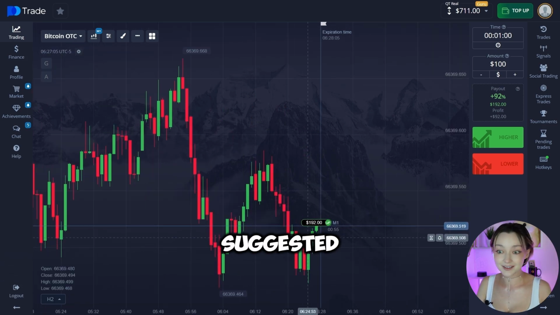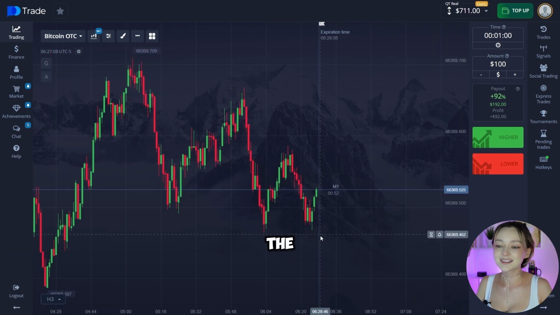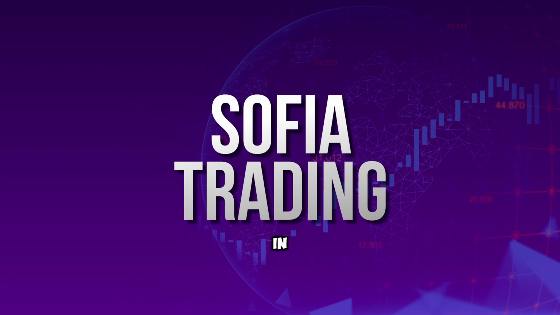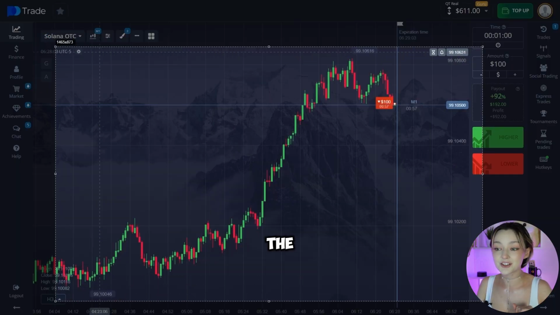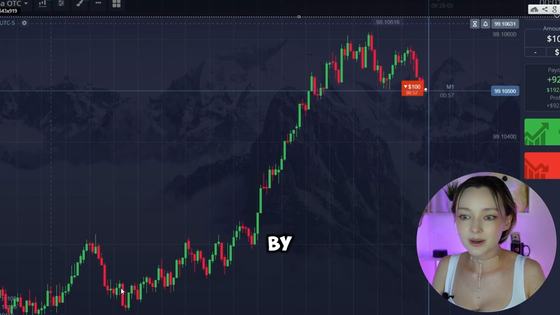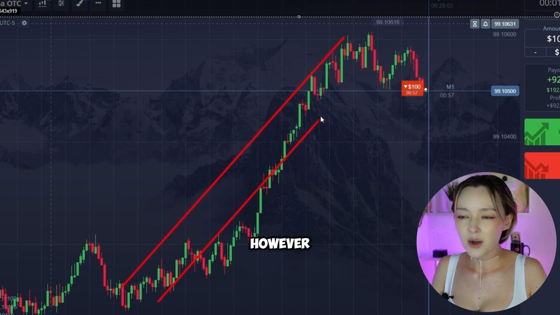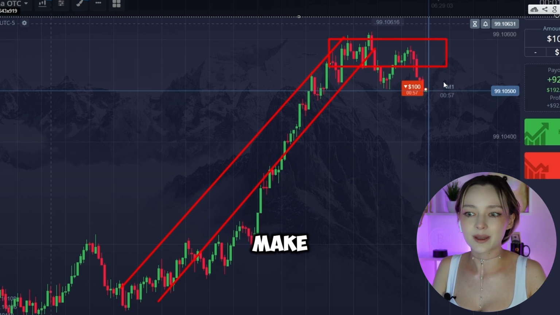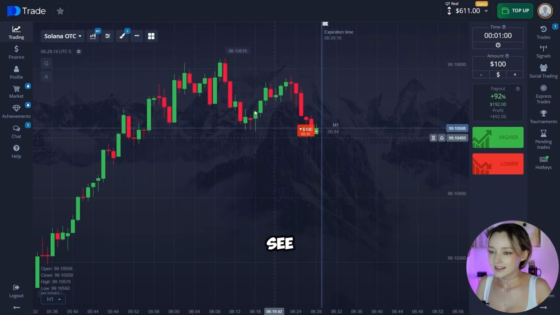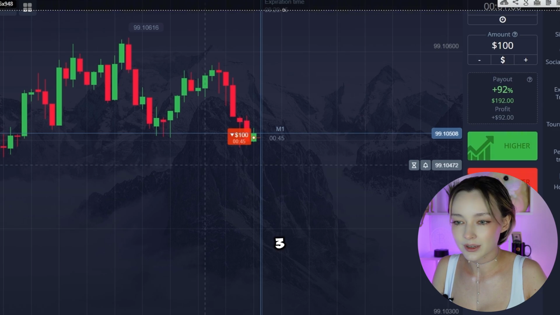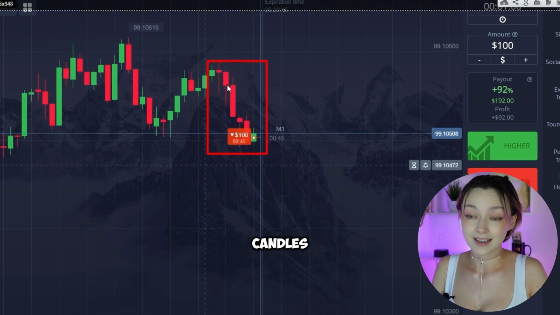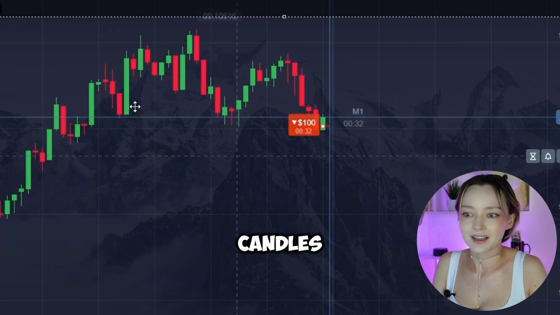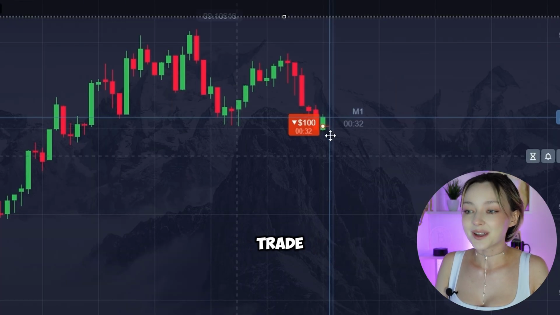The motion we suggested occurs. The local support level is pretty strong, so the price easily bounced off of it. Placing the trade downwards, there was an uptrend in the chart for a while, which was followed by this little range bound. However, we can already see a few red candles, so it's a decent signal to make a downward deal. Let's see, 1, 2, 3, 4 red candles. As you can see, there was no occurrence of so many red candles in a row before, so we placed the trade downwards.